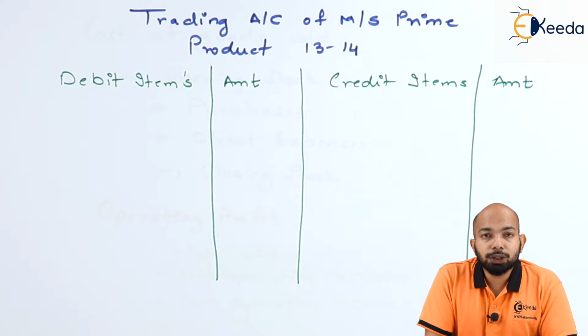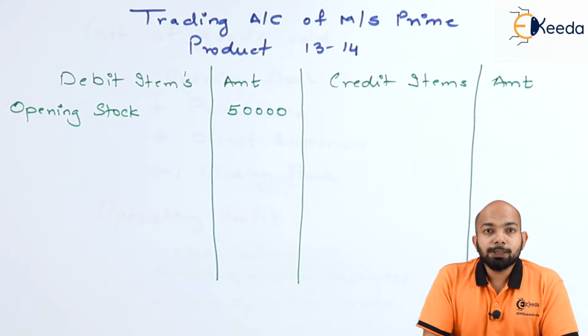So the first item is opening stock. What was the amount mentioned here? The amount will be mentioned on the debit side. Opening stock will always have a debit balance. Hence it will be mentioned on the debit side of the trading account.